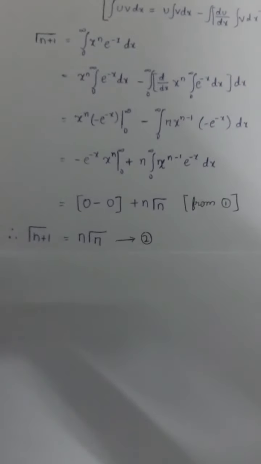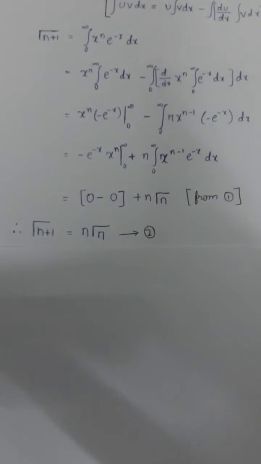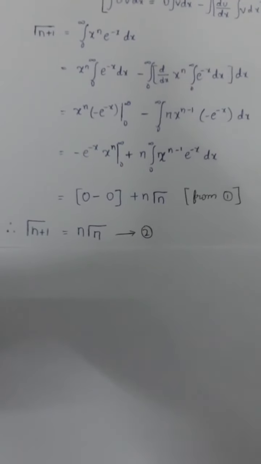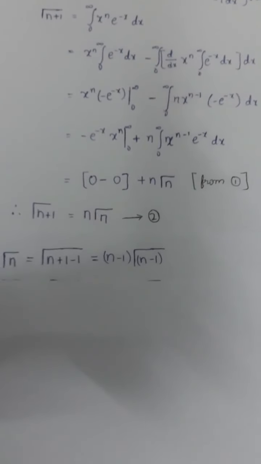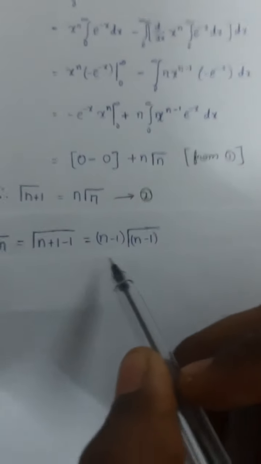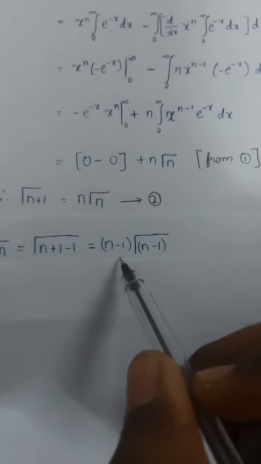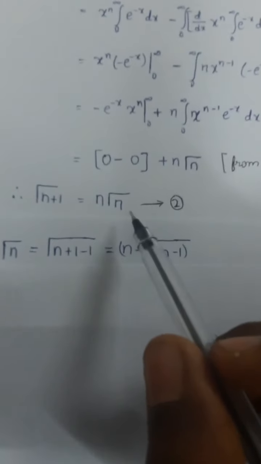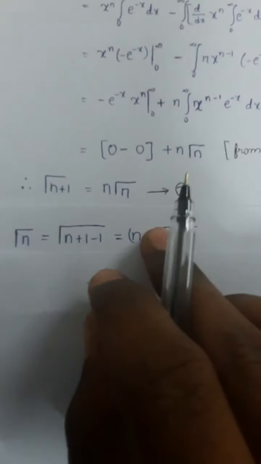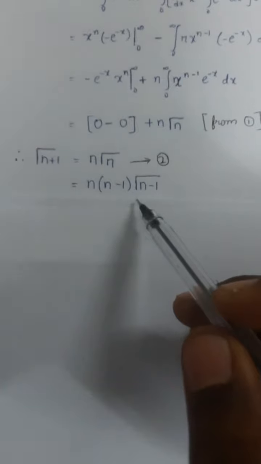Here we are left to prove that this statement equals n factorial. If we observe, here we need to get the gamma n value. So subtracting 1 from the LHS, we get n minus 1 into gamma n minus 1. On substituting this value in the second equation, we get n into n minus 1 into gamma n minus 1.